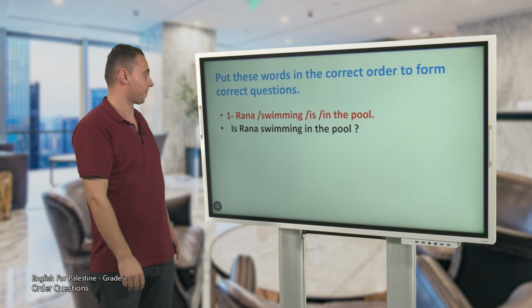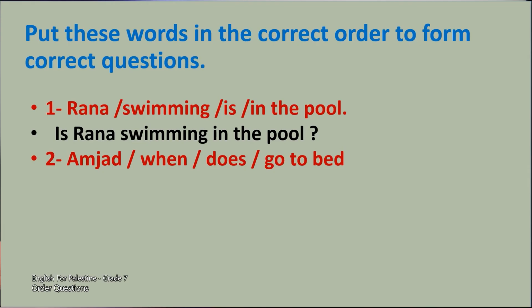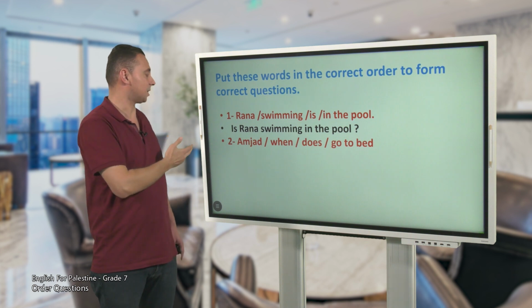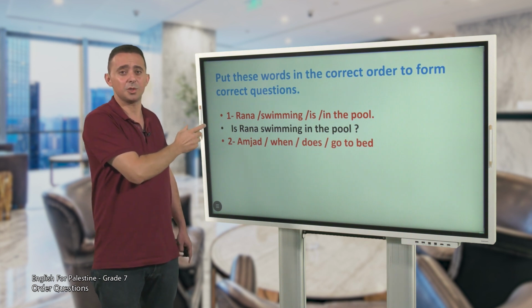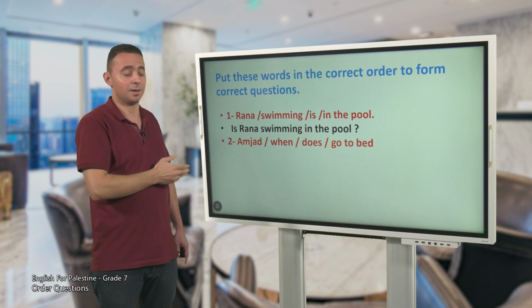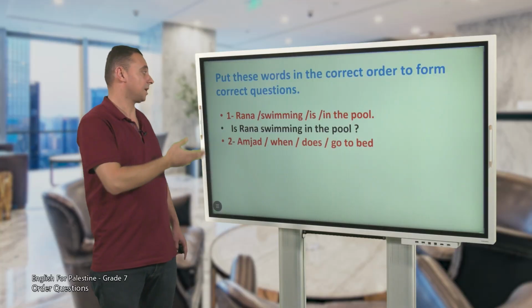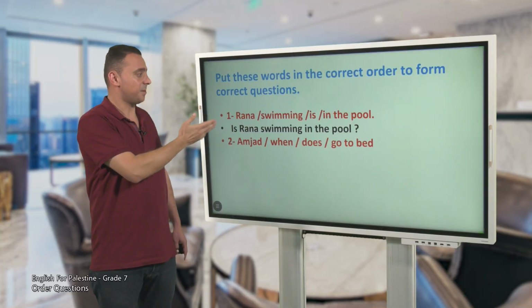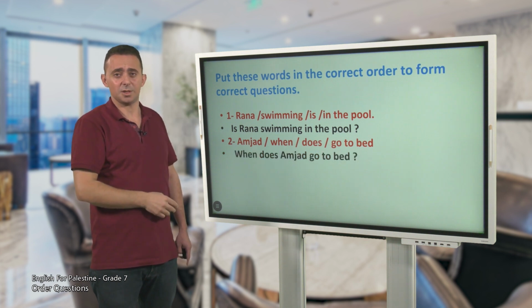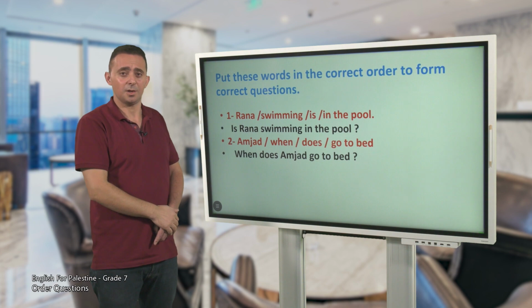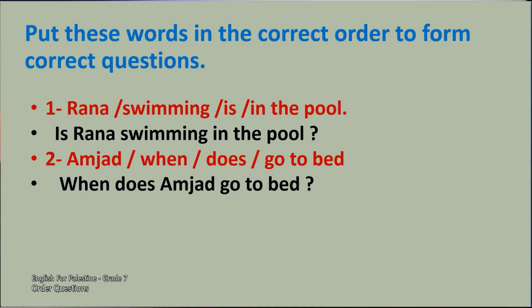Let's move to number 2. Let's see the words: Amjad, when, does, go to bed. Is it a yes-no question or a WH question? Very good. It's a WH question because we have a WH word which is when. So we start with when. And then where is the auxiliary verb? Very fine. It's does. When does. What about the subject? The subject is Amjad. And the main verb is go, and then the rest of the question. And at the end we put a question mark to become when does Amjad go to bed? Again, when does Amjad go to bed?